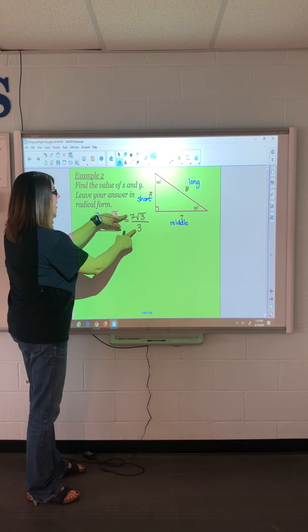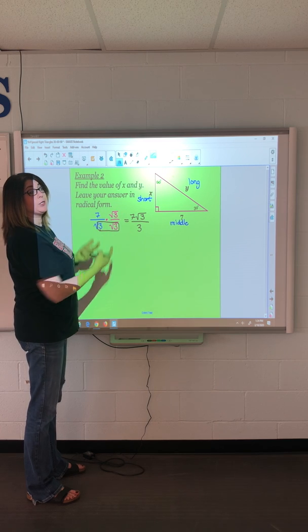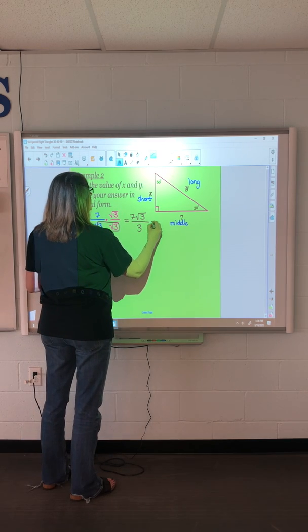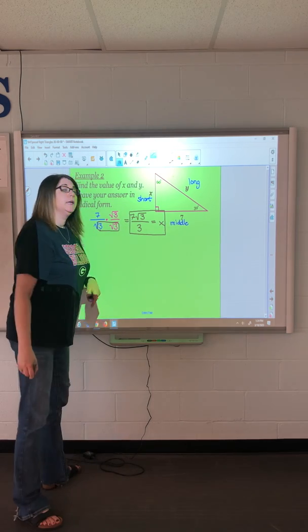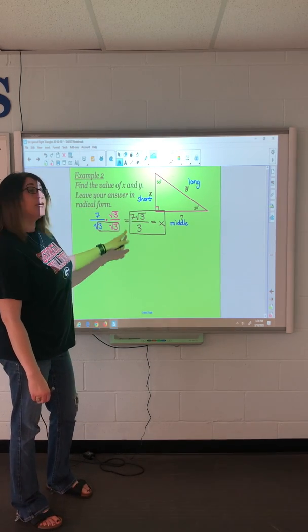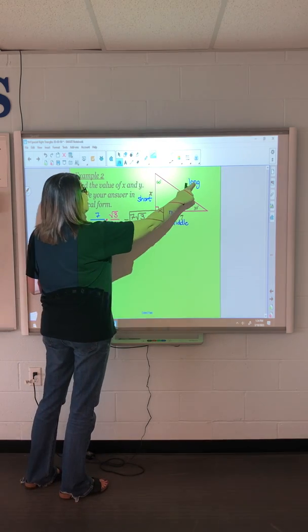And then I look at the 7 in the numerator and the 3 in the denominator and ask myself, can I reduce? Which I can't. And so my final answer for x is that value right there, 7 on the square root of 3 divided by 3. So there's my short leg. Now I need to go from short to long.